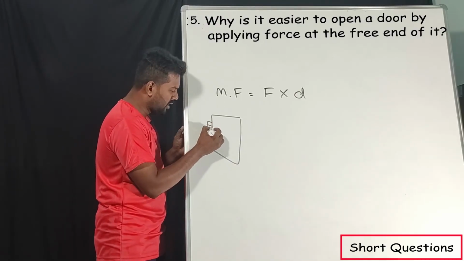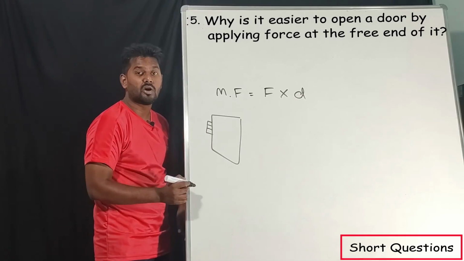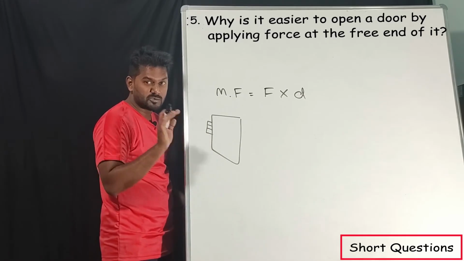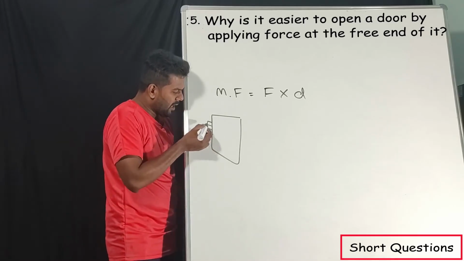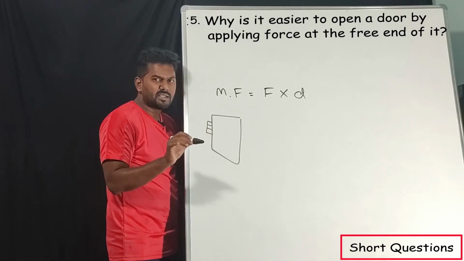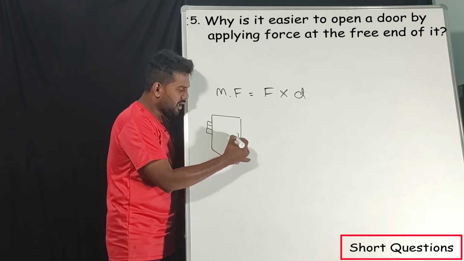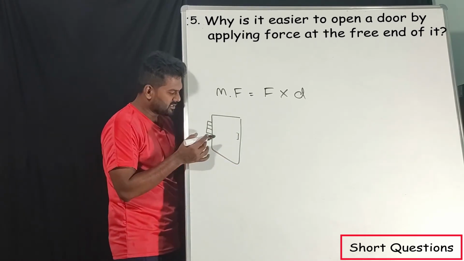On this wall, you can see three blocks, right? This is called a hinge. This is called a hinge. This is very much important when it comes to a door. Okay, so the question is, why is it easy to open a door on applying a force at the free end of the door? Okay, listen.